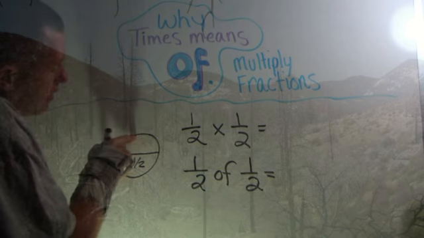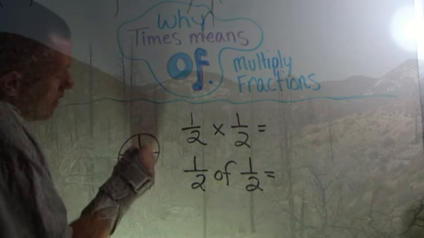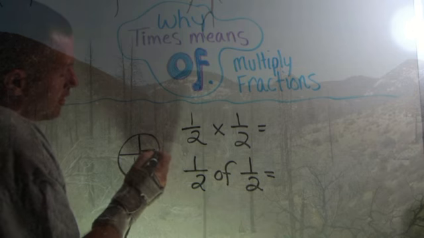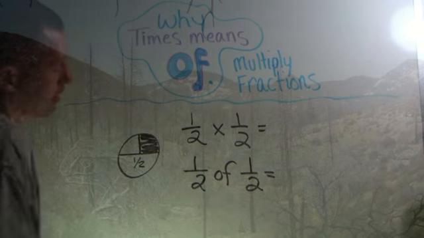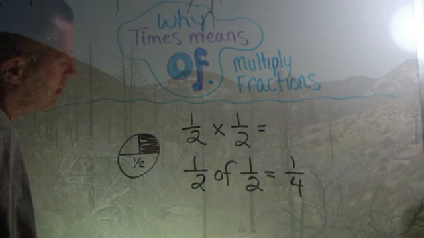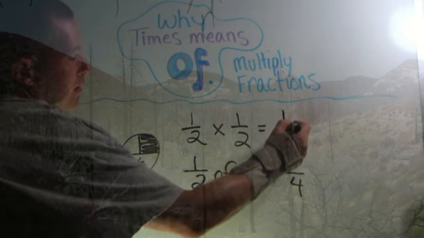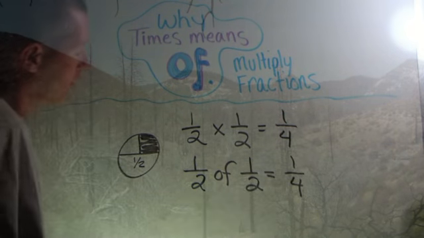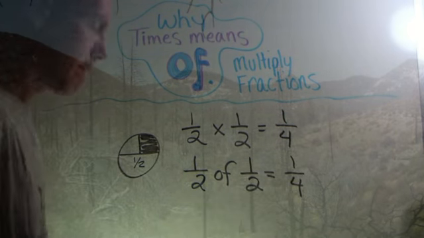The way you solve that is just to multiply the numerators, the top numbers of each fraction, times each other, and make the numerator of your product, and then the denominators get multiplied times each other as well. So 1/2 times 1/2, or 1/2 of 1/2, is 1/4.